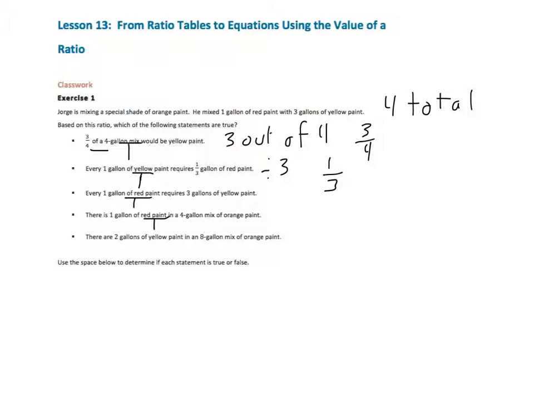Well, let's think about this. If we need 8 gallons of orange, our original ratio of 1 to 3 gets us 4. So we need to double our original ratio, or double our recipe, basically. So if we double our original ratio and we double our recipe, that's going to give us 2 gallons of red paint and 6 gallons of yellow paint. Therefore, to get an 8-gallon mix, you would need 6 gallons of yellow, not 2. So therefore, this is false or not true.